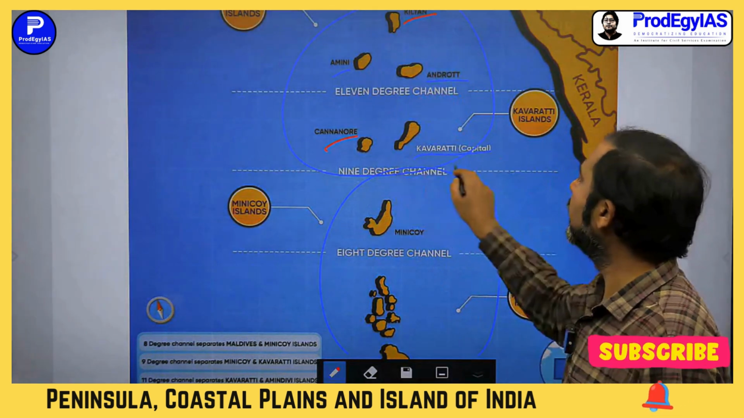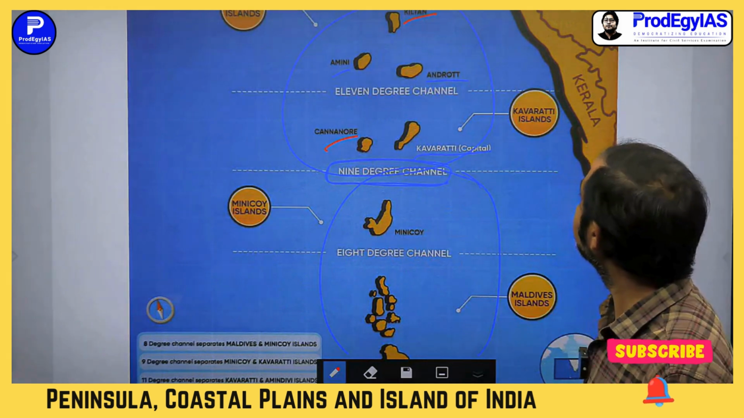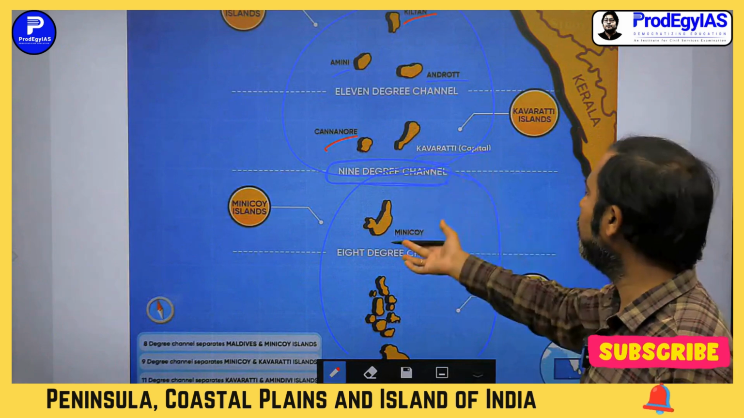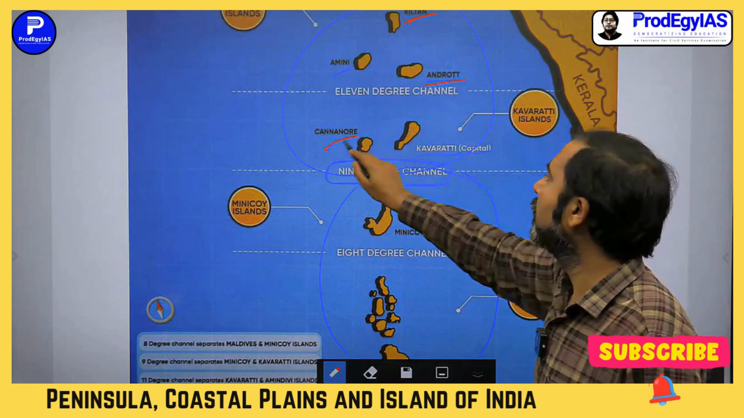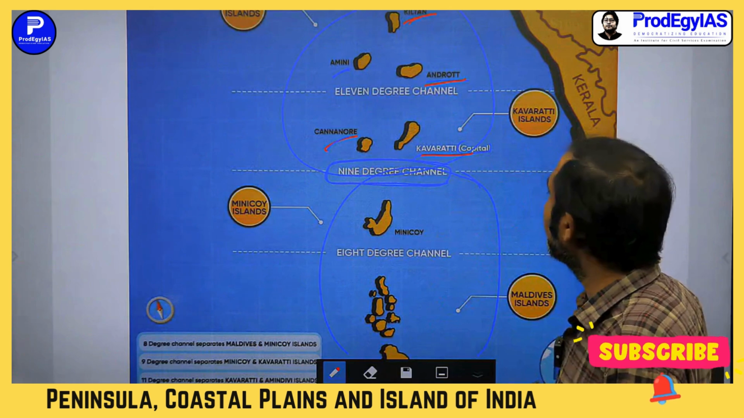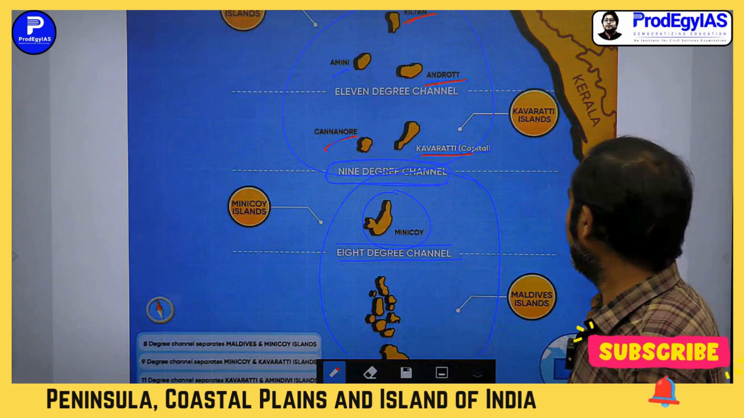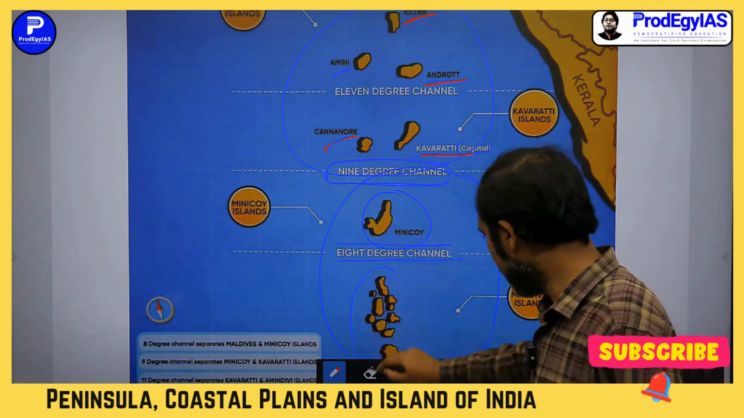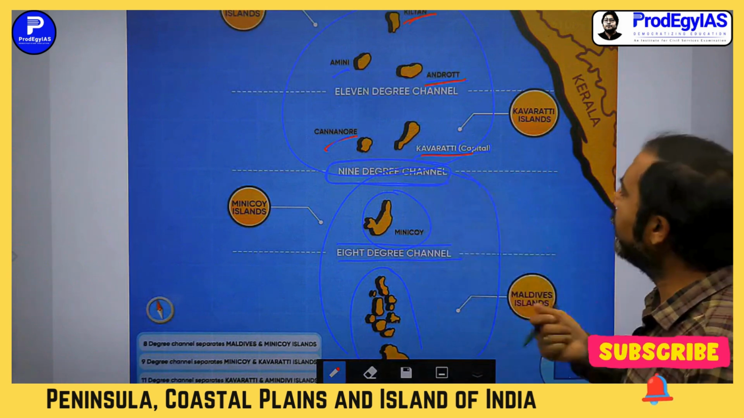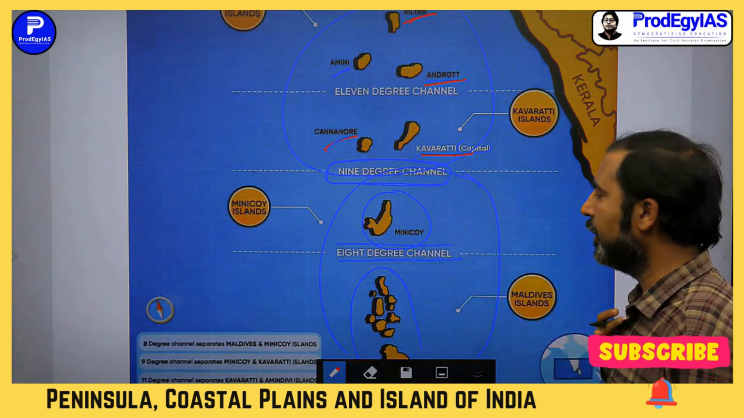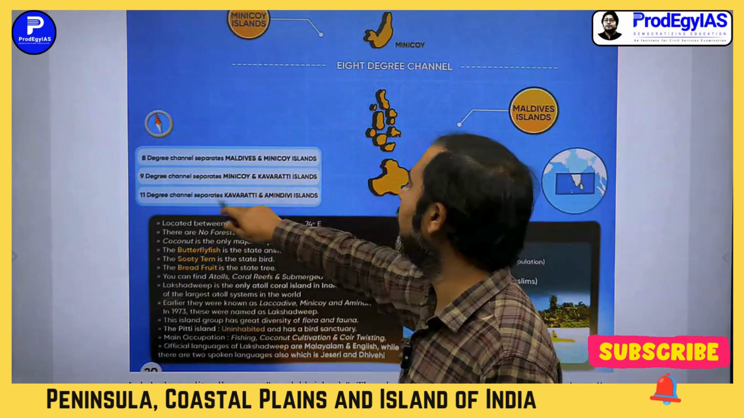The 9-degree channel divides the Amindivi islands from the Minicoy island, or you can say Kavaratti from Minicoy. The main islands in the Amindivi group are Kiltan, Amini, Androth, Kadmat, and Kavaratti, which is the capital of Lakshadweep. Then the 9-degree channel, then Minicoy island, then the 8-degree channel, and this is the Maldives. Just south of Minicoy lies the 8-degree channel, then the Maldives. The 8-degree channel separates the Maldives and Minicoy; the 9-degree channel, Minicoy and Kavaratti; the 11-degree channel, Kavaratti and Amindivi islands.